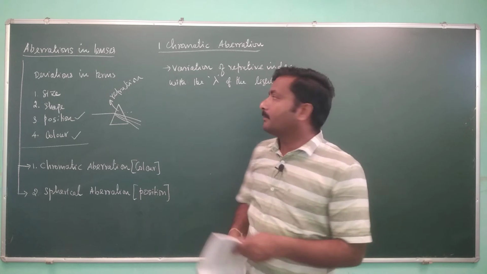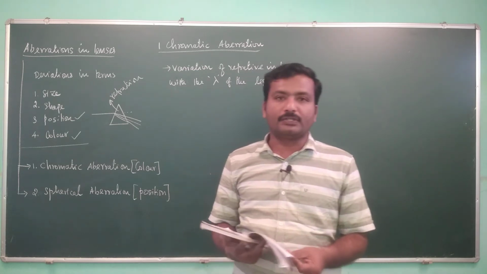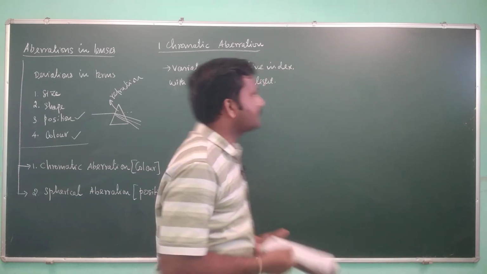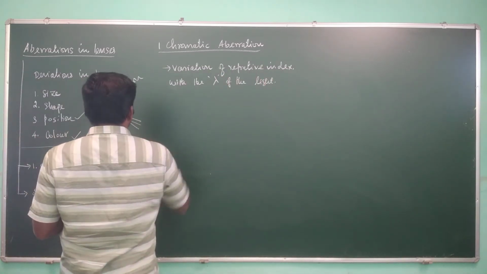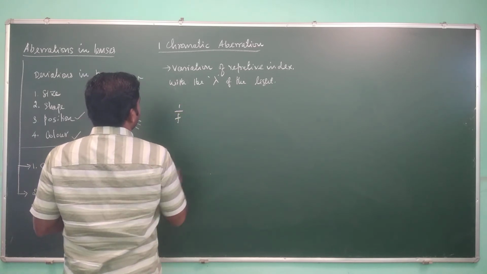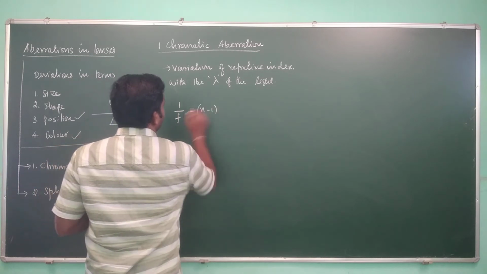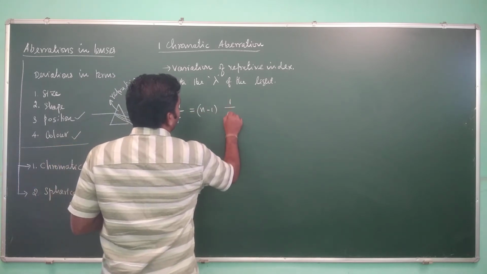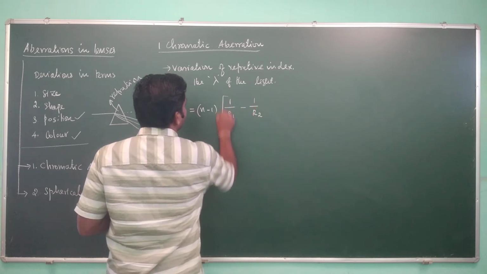That is, the chromatic aberrations will be removed if you use monochromatic light. How do we understand this point with an equation? We can write the focal length of a particular given lens. Focal length of a lens, 1 by f, is equal to (n minus 1) times (1 by r1 minus 1 by r2).